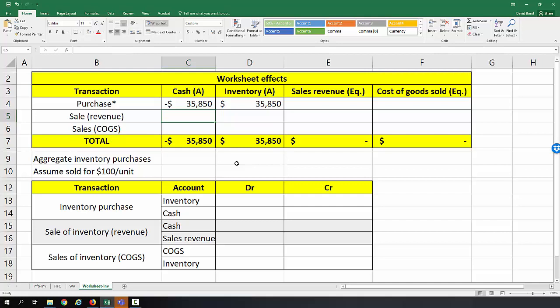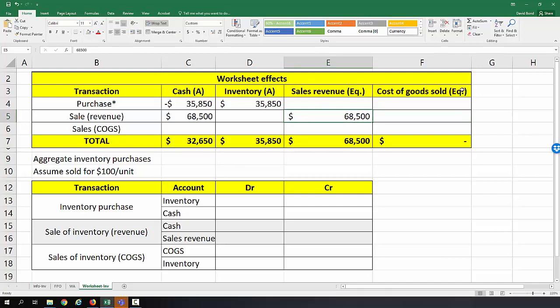Just for completeness, for the selling of the inventory, I've also included the actual revenue from the sales, and I've made up an arbitrary $100 a unit sale price, just so you can see how this would work in completeness. So the revenue, assuming we sold for cash, and we sold 685 units at $100 a unit, would be $68,500, and the sales revenue $68,500.